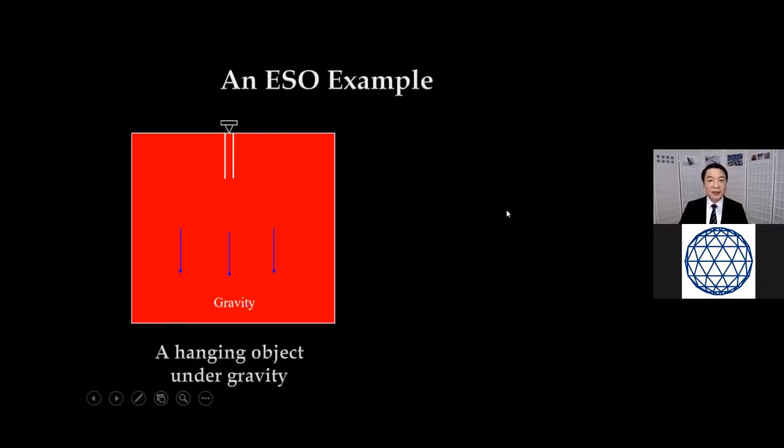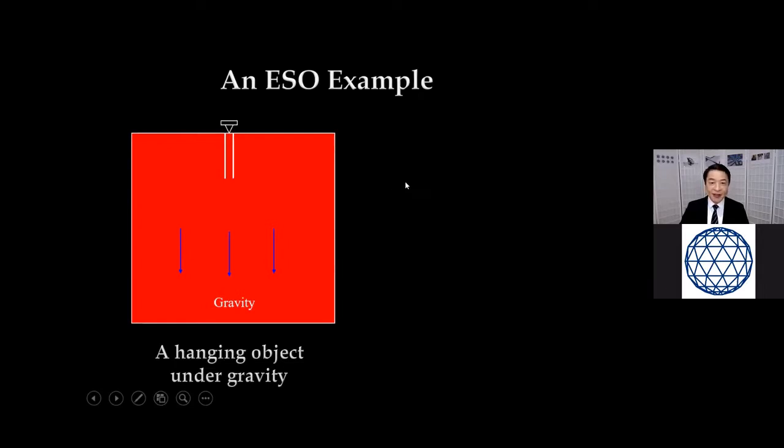I'll give you a very simple example of the ESO method. Say we have a structure like this. Under gravity, I fix one point on the top. And what I want to know is, what would be the best shape to suit this given loading and boundary condition?